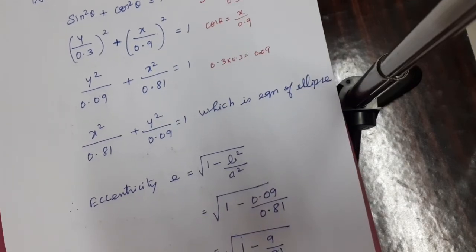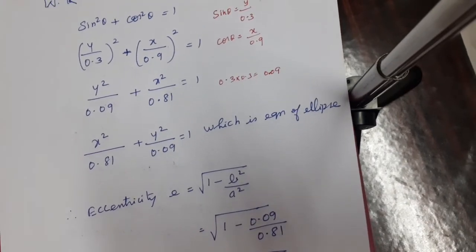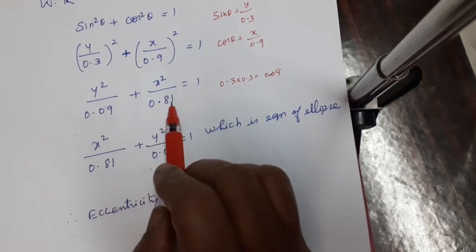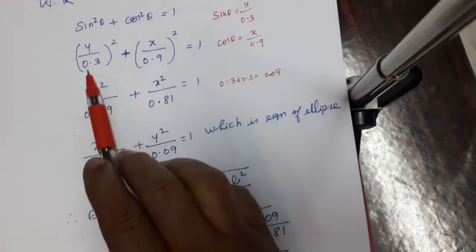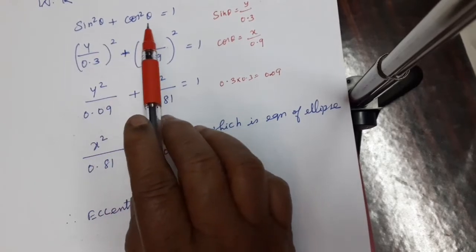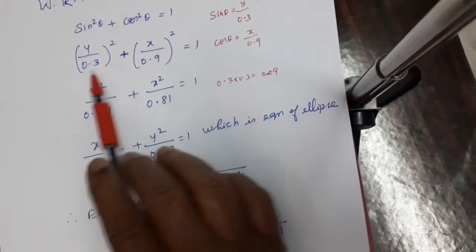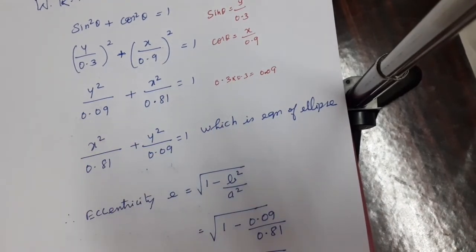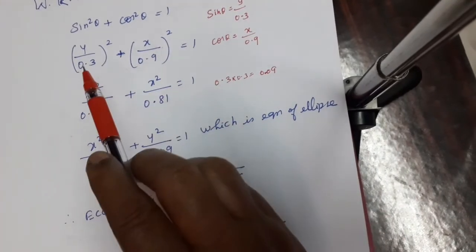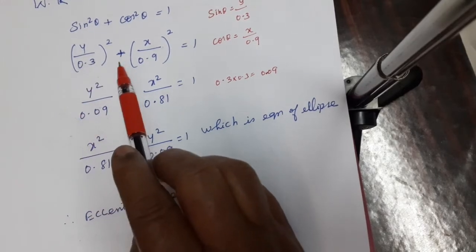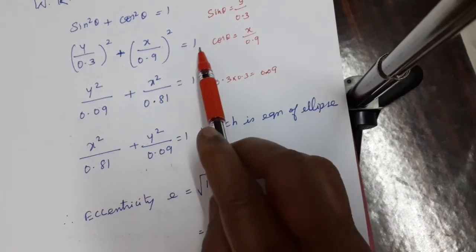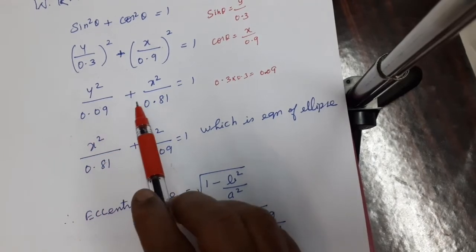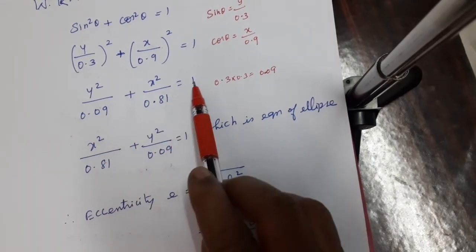So y square by 0.09 plus x square by 0.81 equal to 1, because we know the identity sin square theta plus cos square theta equal to 1. We found the values for sin and cos using the triangles. Substitute: y by 0.3 whole square plus x by 0.9 whole square equal to 1. Y square by 0.09 plus x square by 0.81 equal to 1.